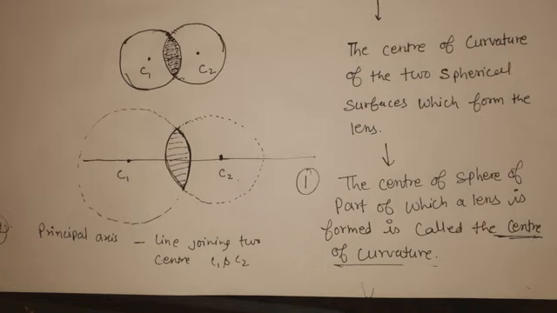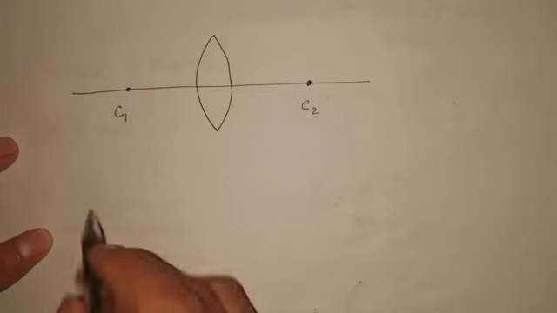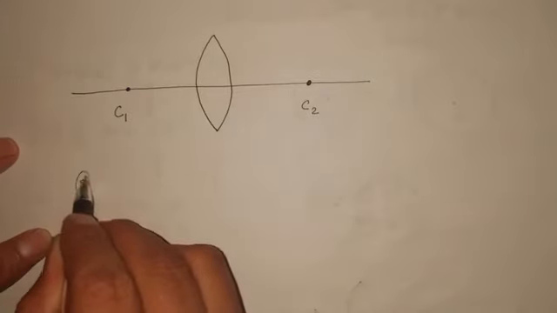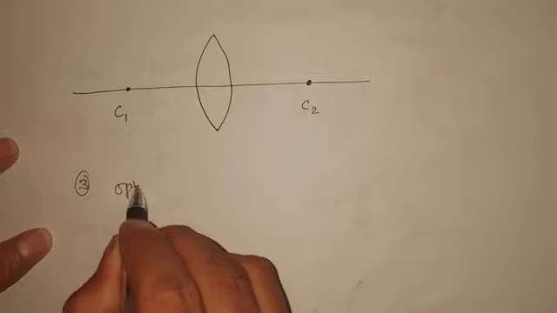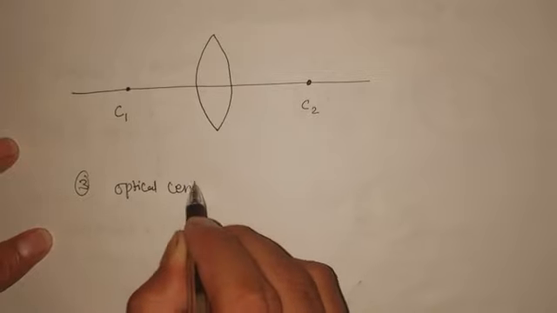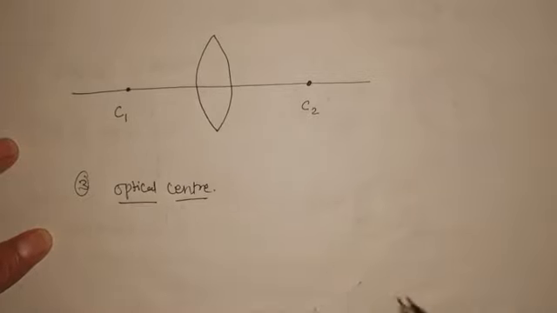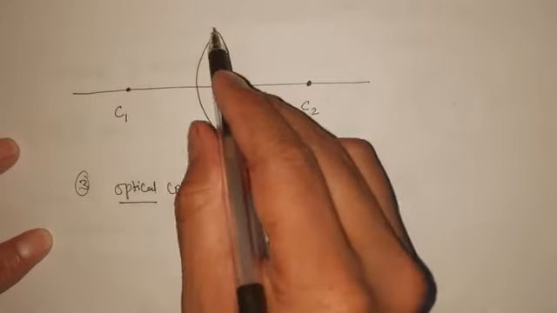What is the optical center? If any ray falls on it, it passes undeviated. There is no refraction of the light, it will pass without bending. So that point within the lens from where a ray will pass undeviated, we are going to call the optical center.